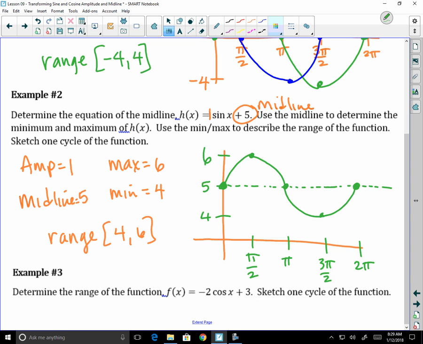Now again, to answer that question from before, what happens if this was not sine? What if it was cosine of x plus 5? Well, cosine curves start at the amplitude. Then at 90 degrees, they go to the midline. At 180 degrees, they're at the minimum. At 270, they're at the midline again. And at 360, they've completed a full rotation. So your cosine curve would be what's in blue. If that was a cosine curve, that's what we would see.